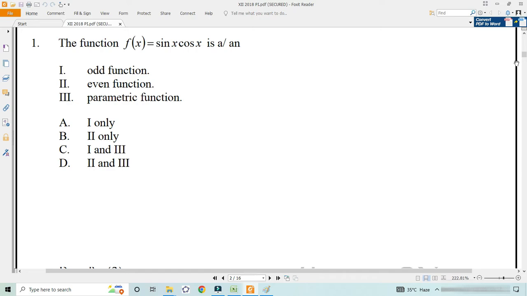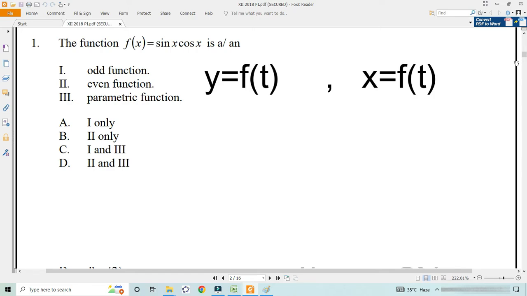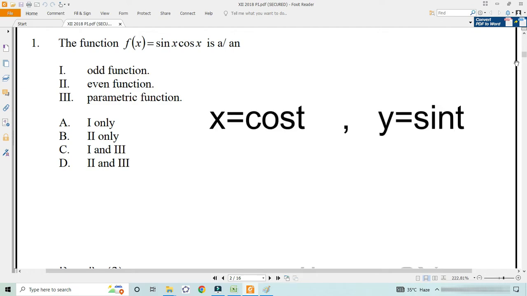In this MCQ, we have to check whether the given function is even, odd or a parametric function. अब गिवन फंक्शन से ये तो क्लियर है कि ये पैरामेट्रिक फंक्शन नहीं है, because a function is said to be a parametric function if both x and y are the functions of any third variable like this.